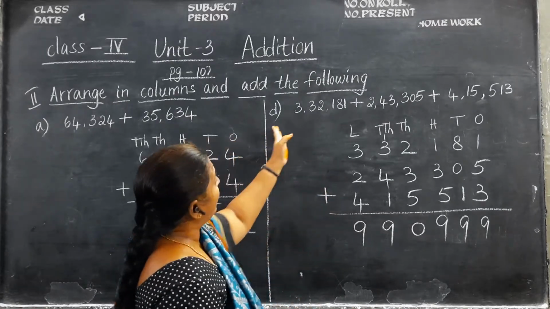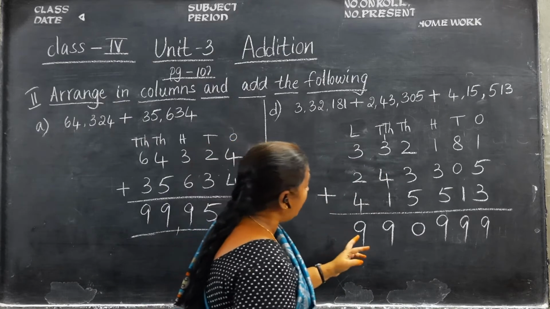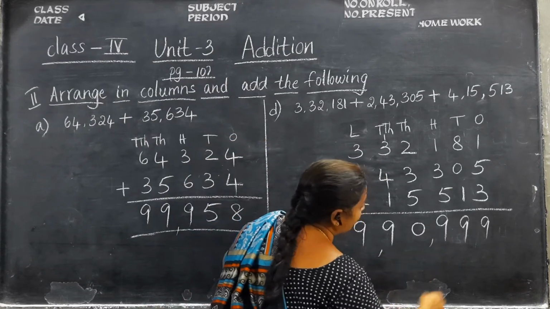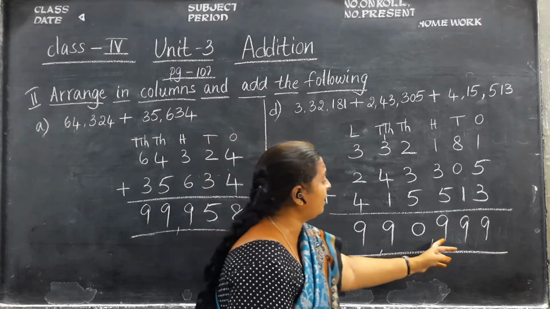See children, when we complete this addition, we arrange and complete the addition. What is the answer? 9,90,999.